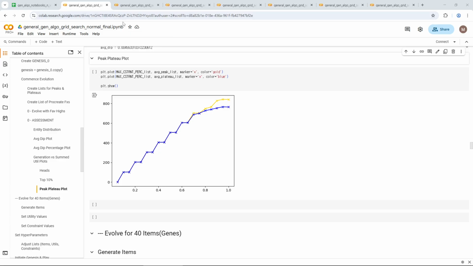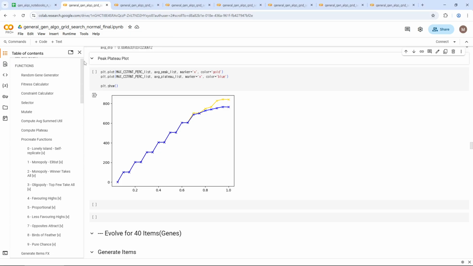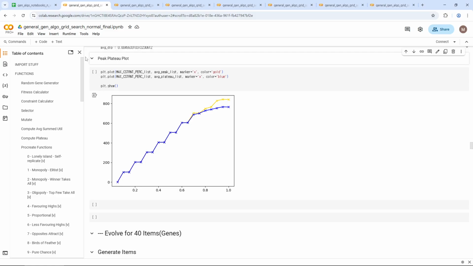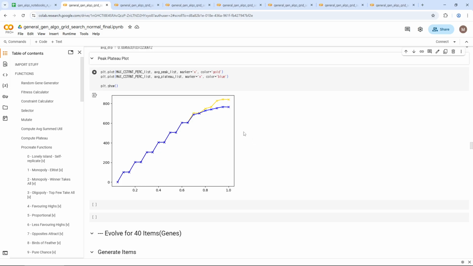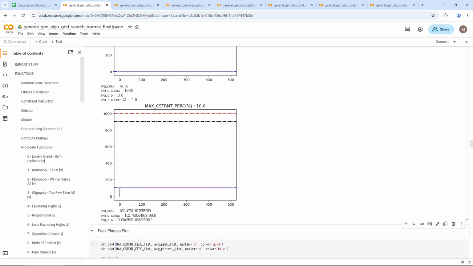Okay, so hello, welcome back to another one of my video log recording sessions where I talk about genetic algorithms. The date is April 9th, 2025, and this video will likely be the last one of the general genetic algorithm grid search normal, and hence the suffix final.